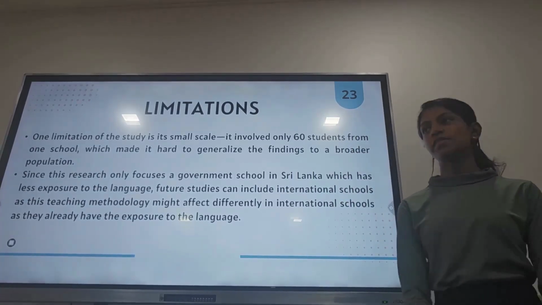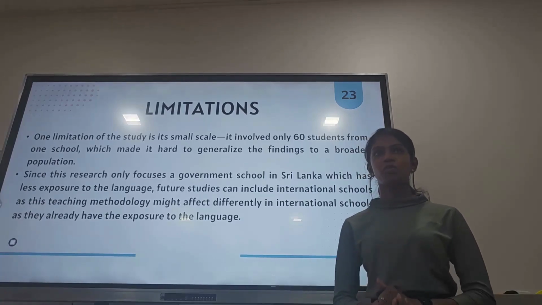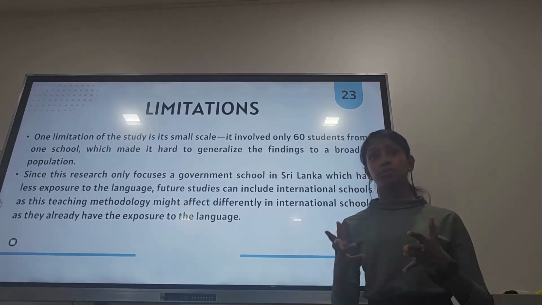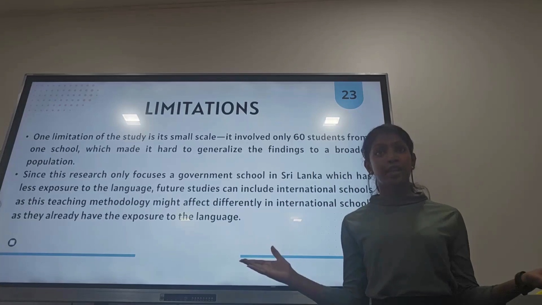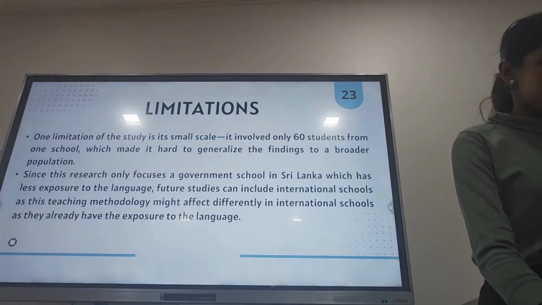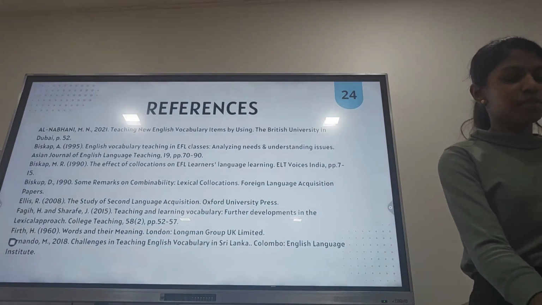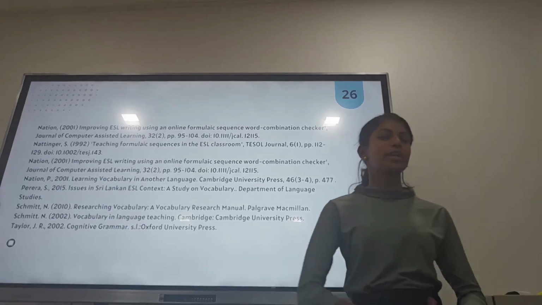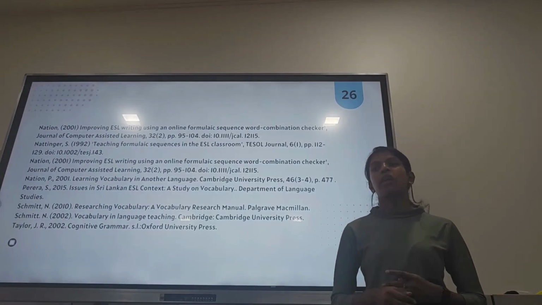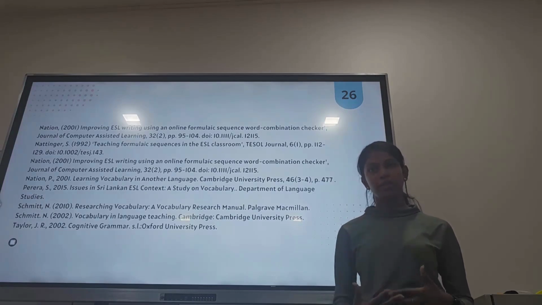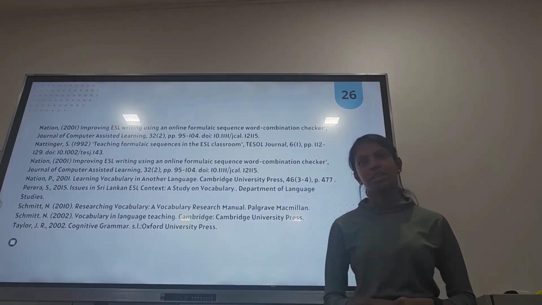Okay. And also since this study focuses on only one government school, which is situated in Negombo, it might be different for other international schools and other government schools which are located in different areas, for example, Colombo government schools. And these are the references that I've been using throughout my research. So I would like to conclude my presentation by saying that the collocation-based teaching method can actually benefit the students in their language learning journey. Thank you.